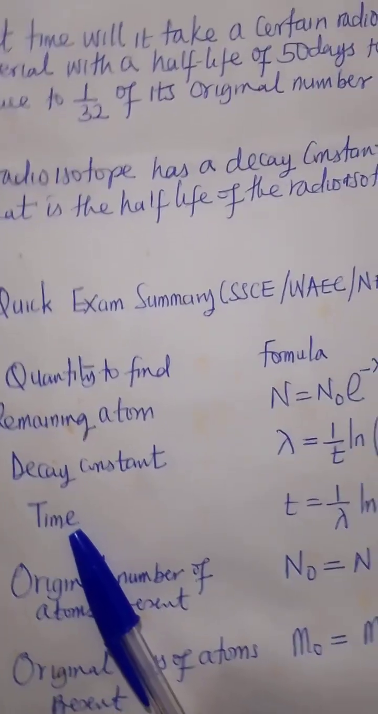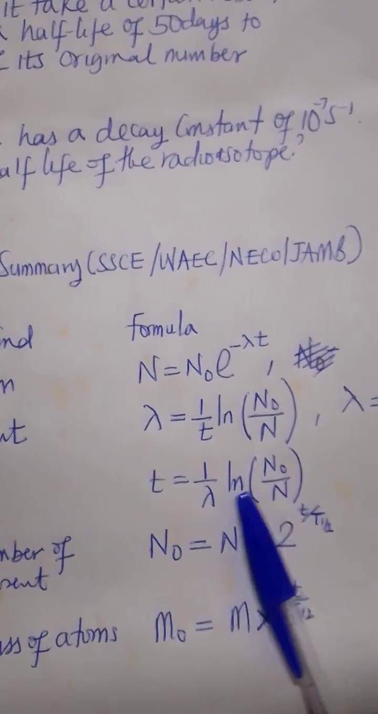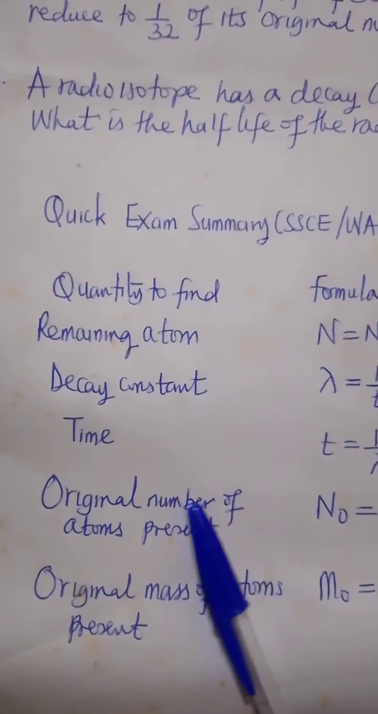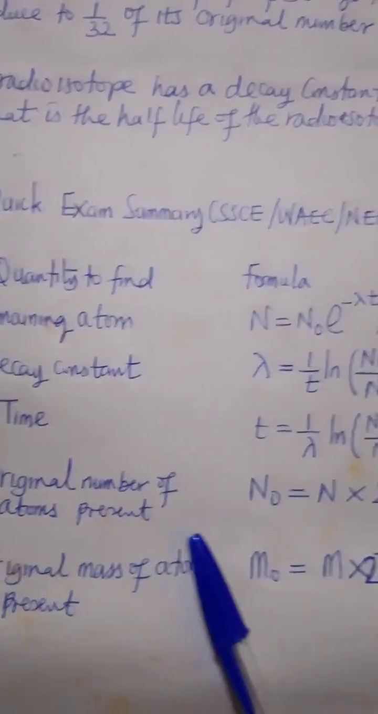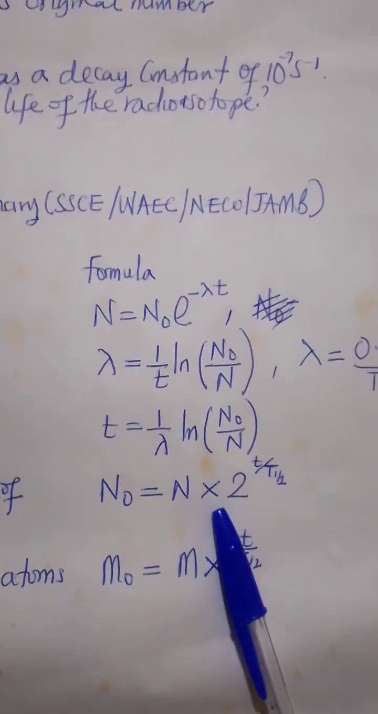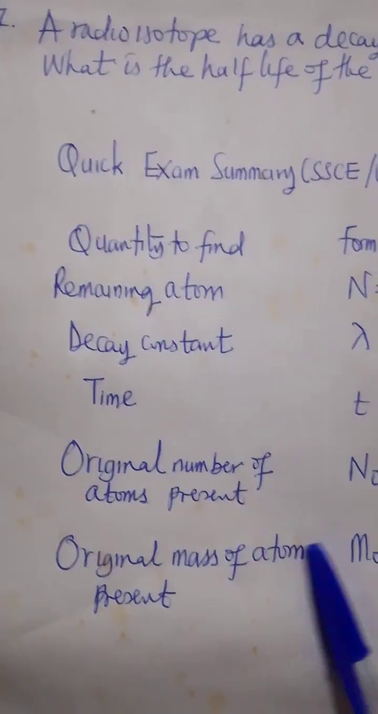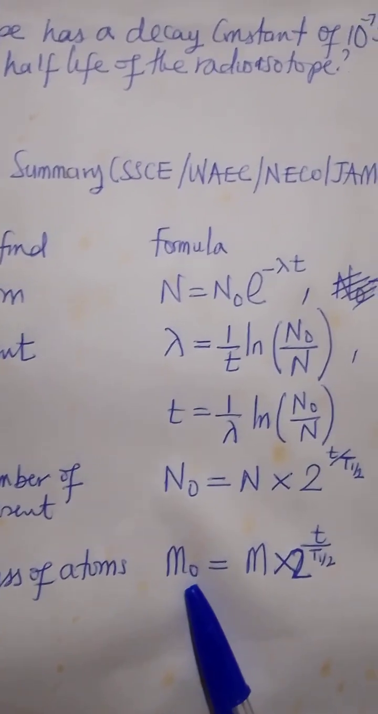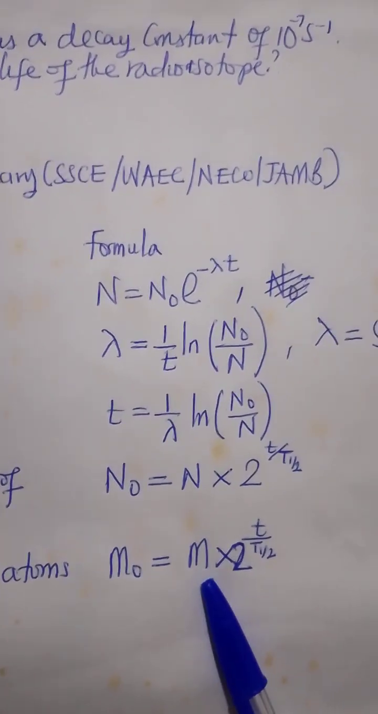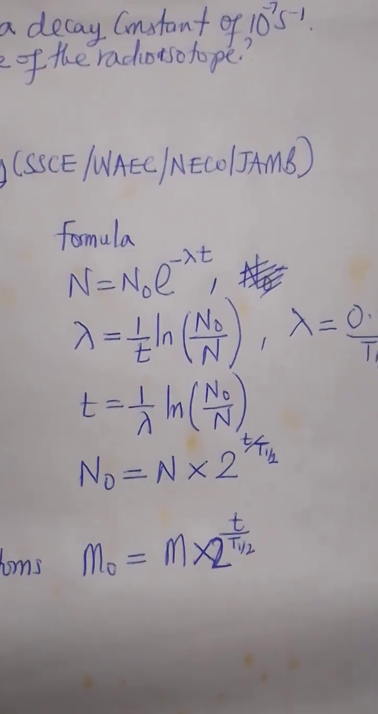Time, you're told to look for time. T is 1 over lambda, natural log, that's ln, N naught over N. Original number of atoms present, that is, N naught is equal to N times 2 raised to power t over t half. Original mass of atom present is m naught is equal to m times 2 raised to power t over t half.